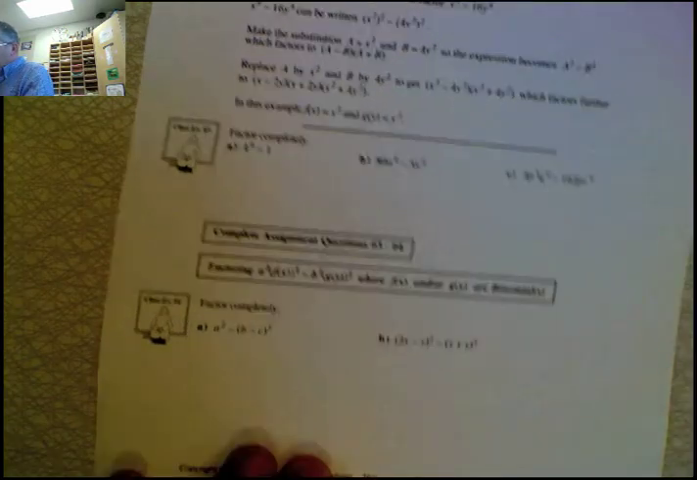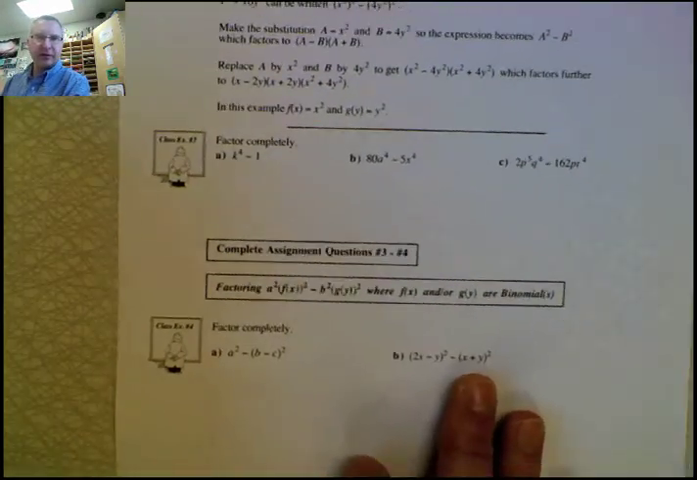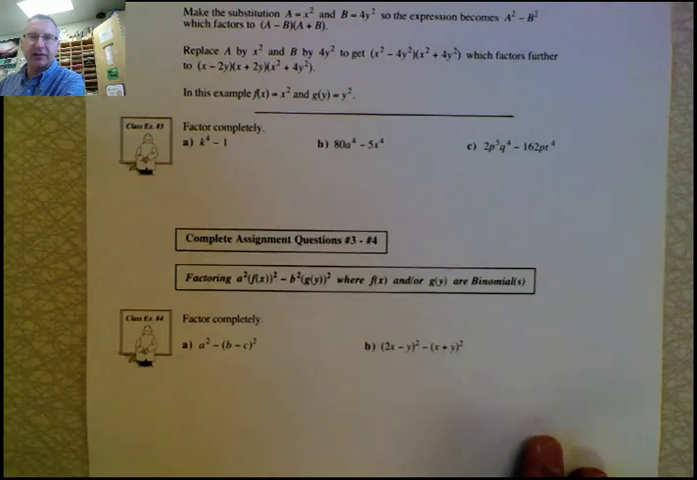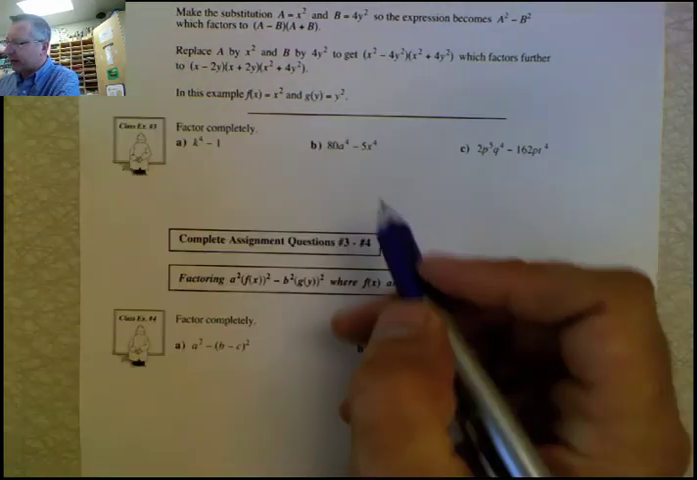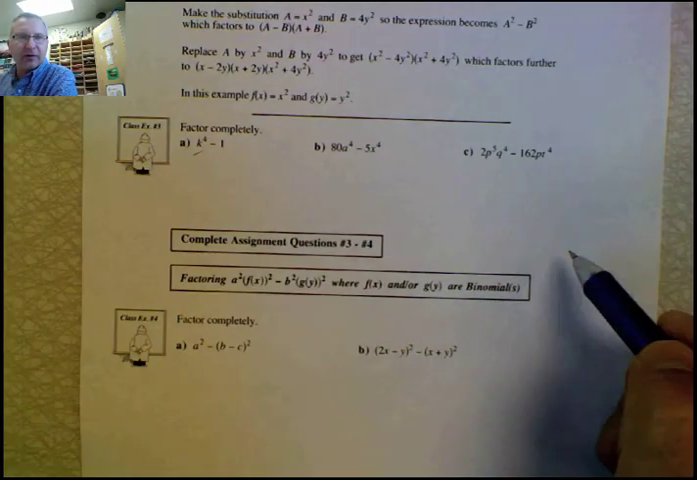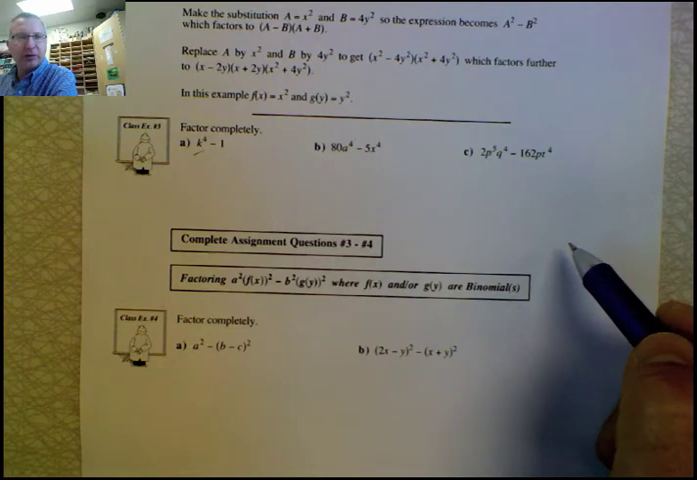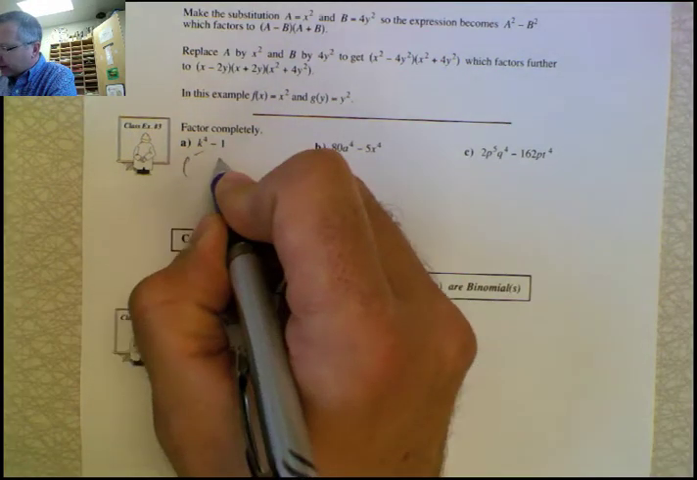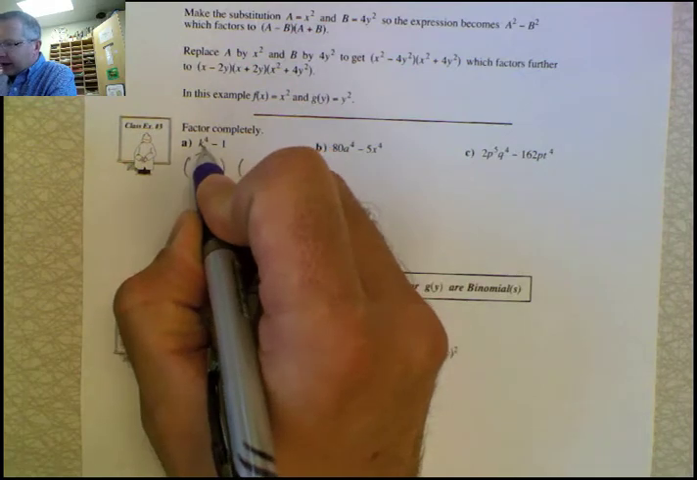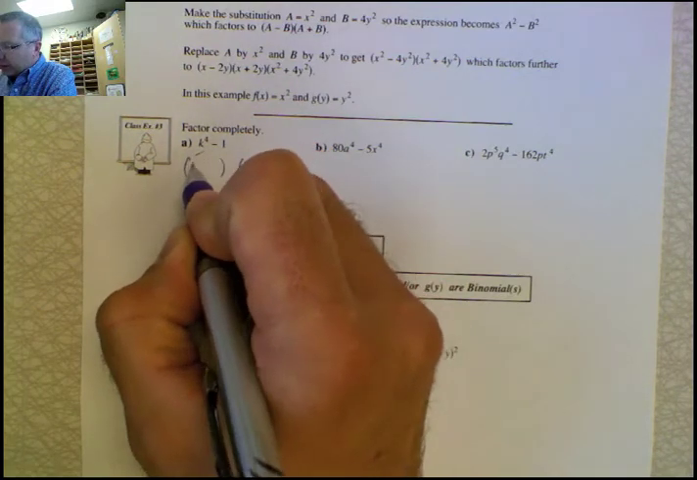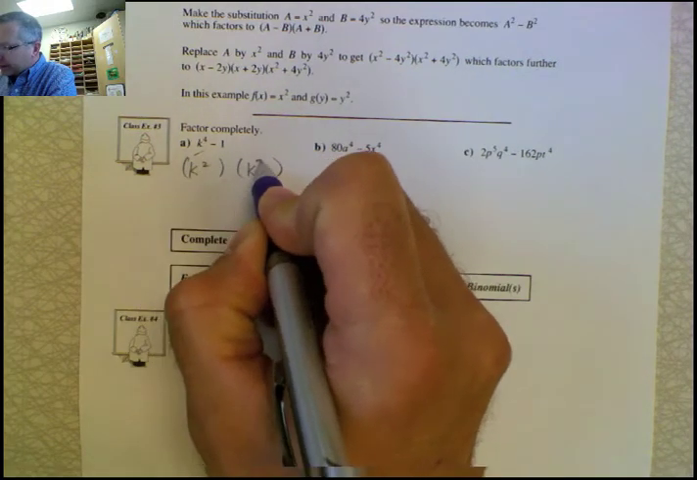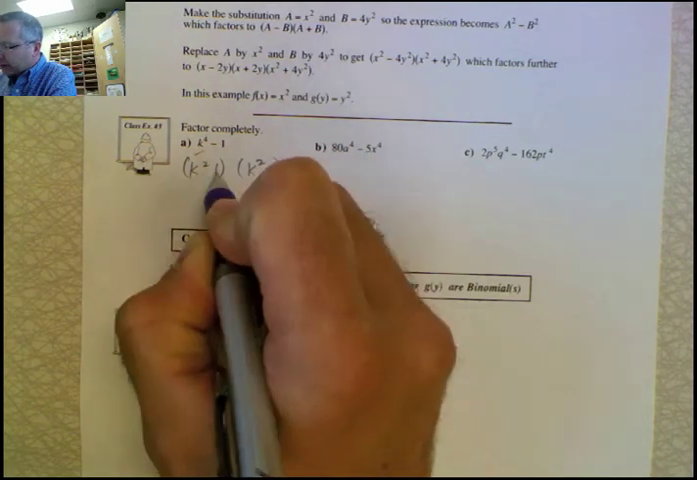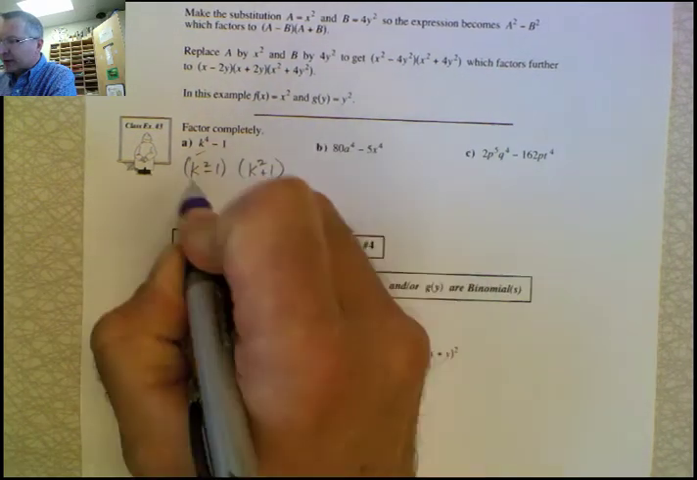Okay, we've got a couple more examples to look at. These aren't really that difficult, they're just a bit different is what I would say. Again, we've got something where we've got an exponent higher than 2. If we look at this, this is a difference of squares. k to the 4th, if you take its square root, is k squared. And the square root of 1 is 1, and one of these is negative and one of these is positive.